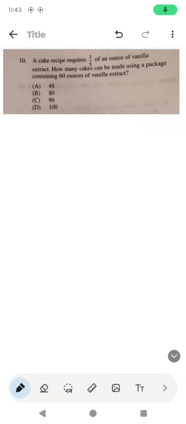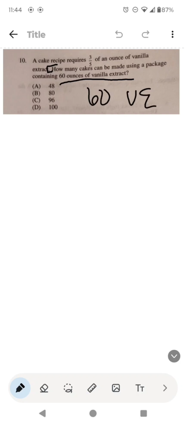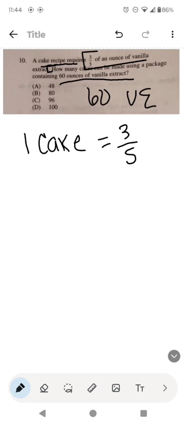Another word problem. Let's find that question. How many cakes can be made using a package of 60 ounces of vanilla extract? All right, so 60 ounces of vanilla extract. Let's go back into the problem and find where it talks about vanilla extract. It says a cake recipe requires 3/5 of an ounce of vanilla extract. So for one cake, I need 3/5 ounce of vanilla extract. If I have 60 ounces of vanilla extract, how many cakes?